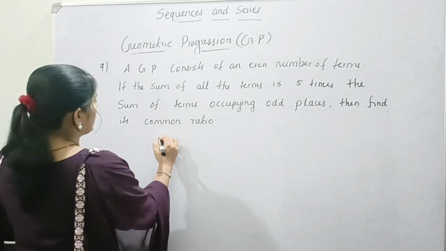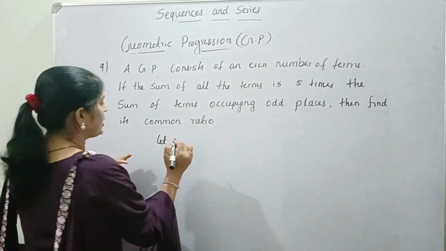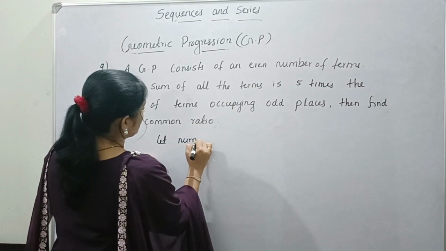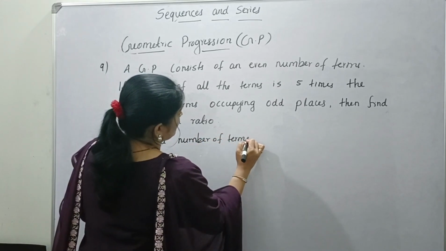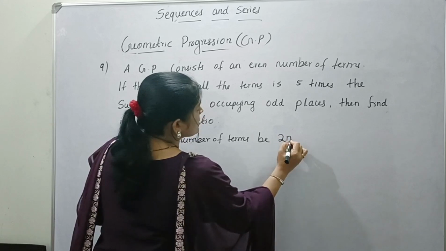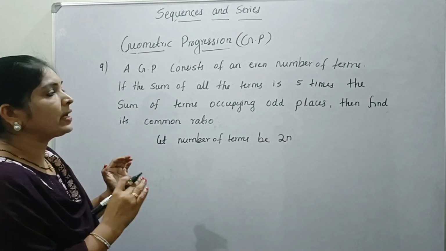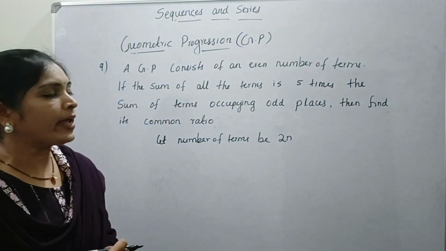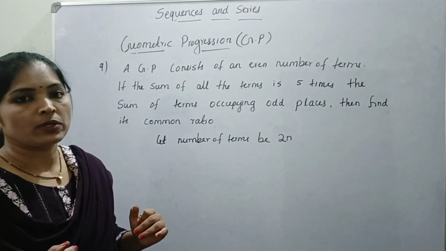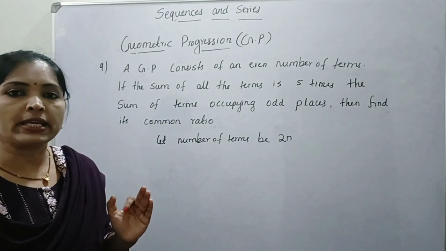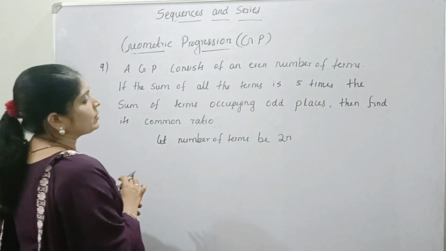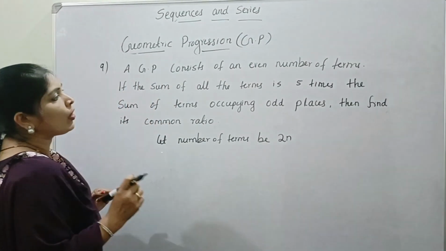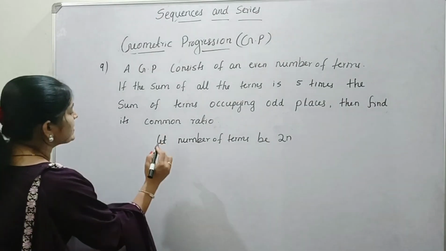So let the number of terms be 2n, because it is given that there are an even number of terms. It is better to take 2n, since 2n is always even, right? So if there are 2n terms, then what is the sum?